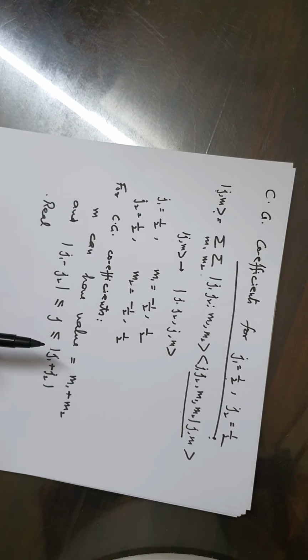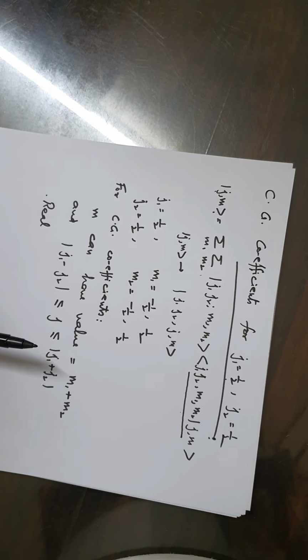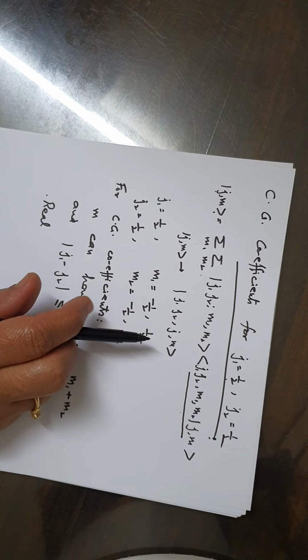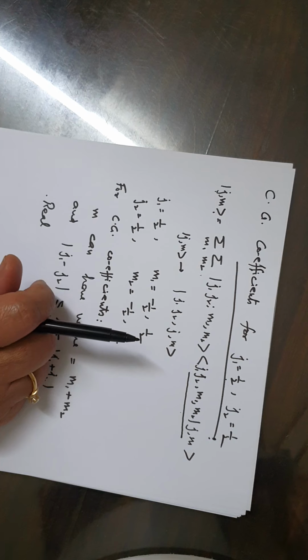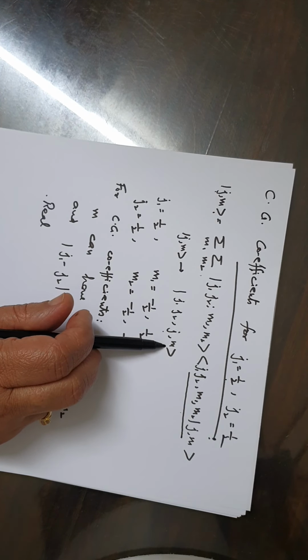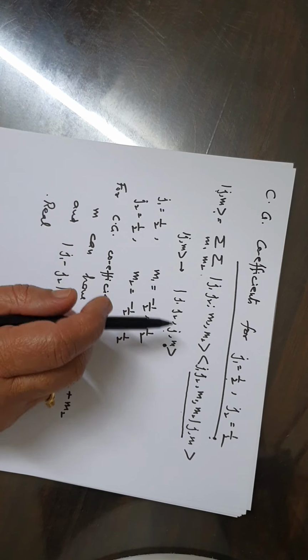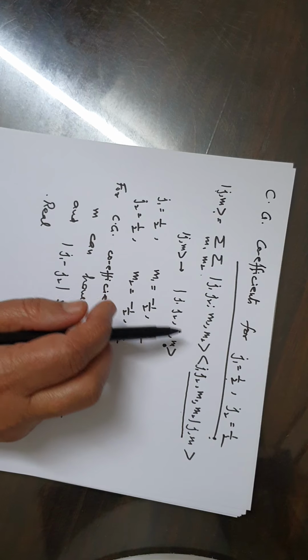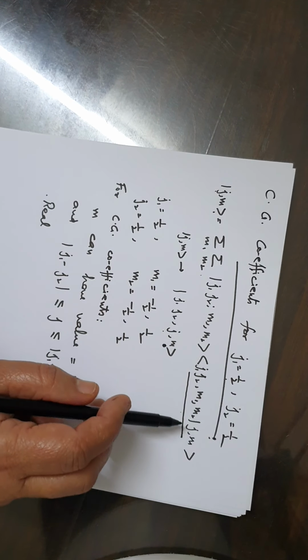Calculation of CG coefficients for J1 and J2 both equal to 1/2. We know that when we add the two angular momenta, if J is the total angular momentum and M is that state, then that state with J1 and J2 is given by this expression.